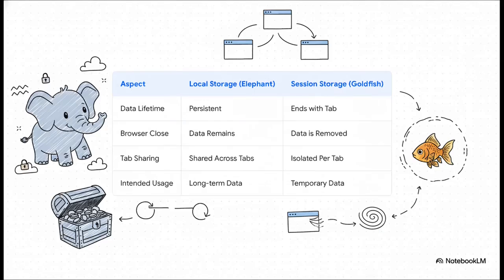This table really sums it all up, doesn't it? Look at data lifetime. The elephant is persistent, the goldfish ends with the tab. What about closing the browser? The elephant's data stays put, the goldfish's gets wiped. And here's the big one, tab sharing. Local storage is shared across all tabs from that site. Session storage, it's completely isolated, one tab at a time. It's long-term versus temporary. That's the whole game.